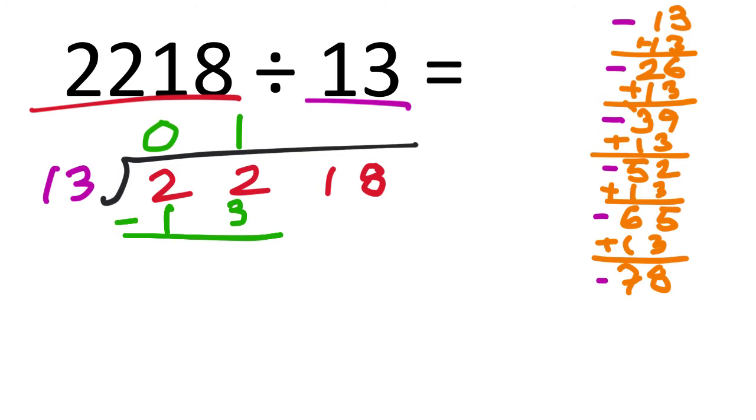And 22 minus 13, that's 9. Just got to borrow from the 1 there. 12 minus 3 is 9 right there. So that's how much we have remaining, and that's okay. 9 isn't big enough for 13, which we shouldn't expect since we're using division here. So I'm going to drop the 1 there to make this now 91.